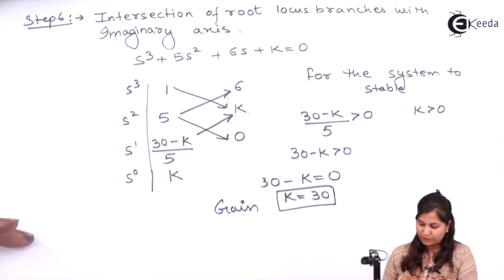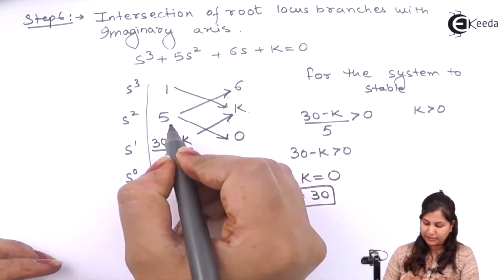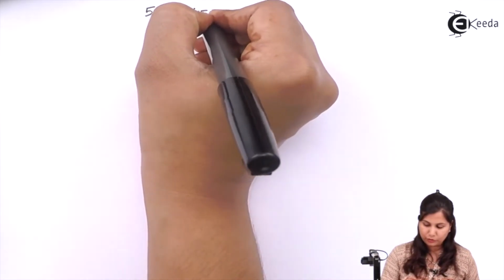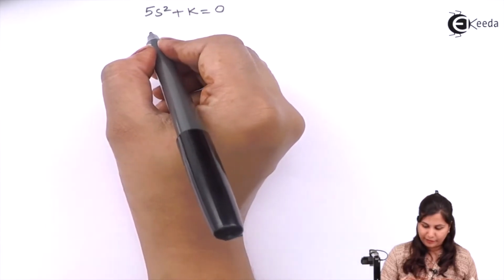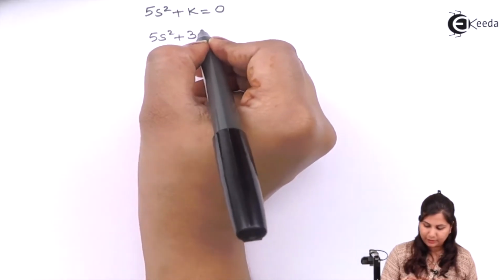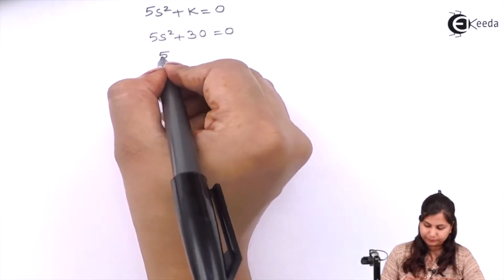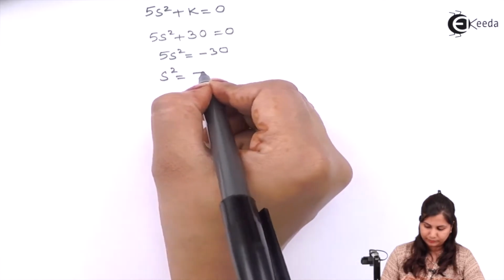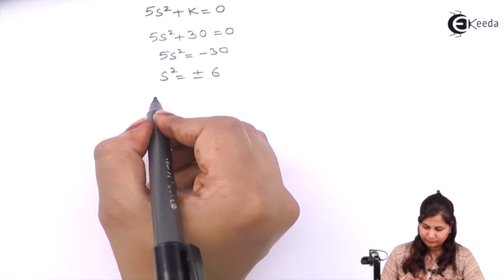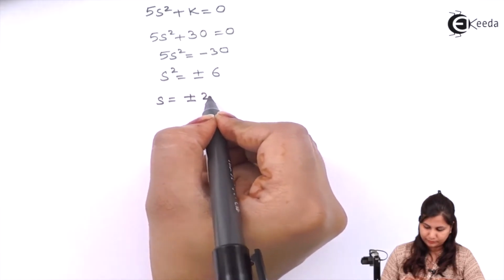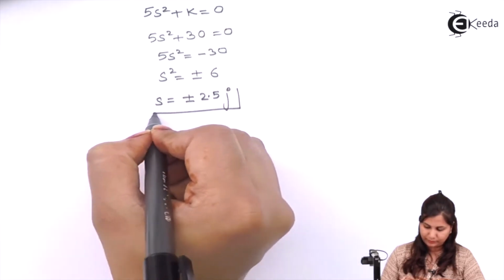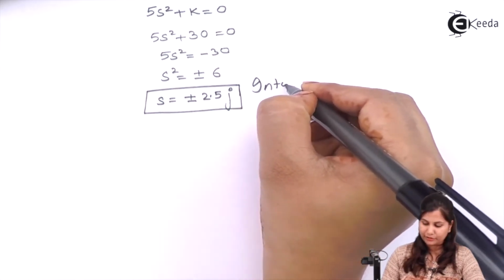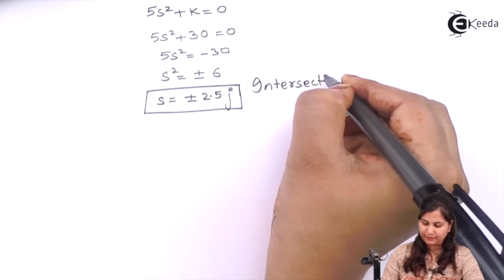Write the auxiliary equation, use the row just above this and equate it to 0. So 5s square plus k equals 0. So it will be 5s square plus 30 equals 0. So this is the intersection point, or intersection with the imaginary axis.